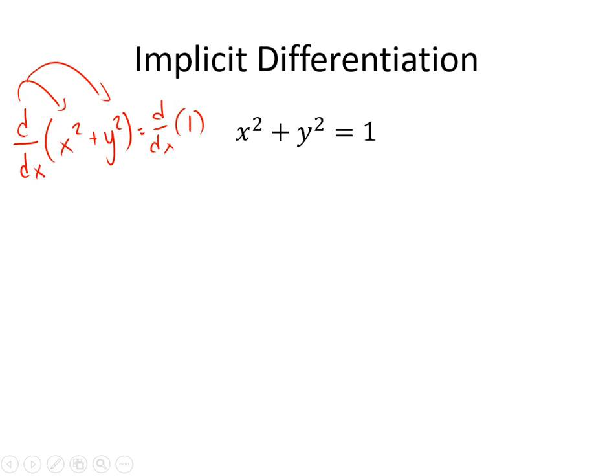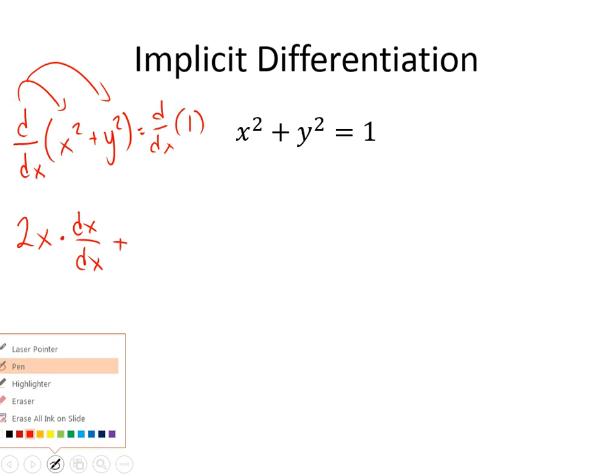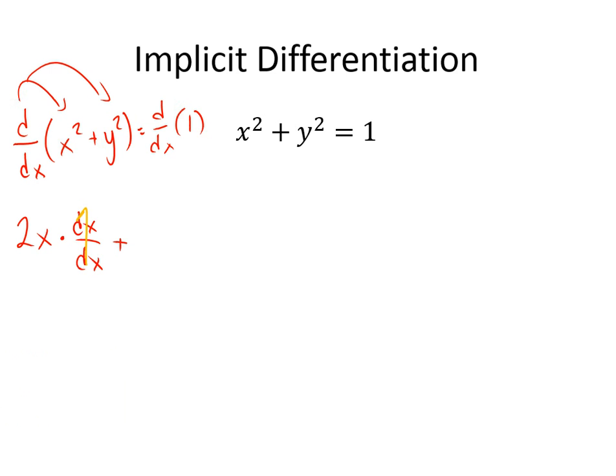Now the first one's going to be just 2x, and then you multiply it by dx over dx. Well, what is dx over dx? It's 1. So all the ones that we've actually been doing have this at the end of it, but we just don't put it because it's 1. And now the next one would be 2y dy over dx is equal to 0.